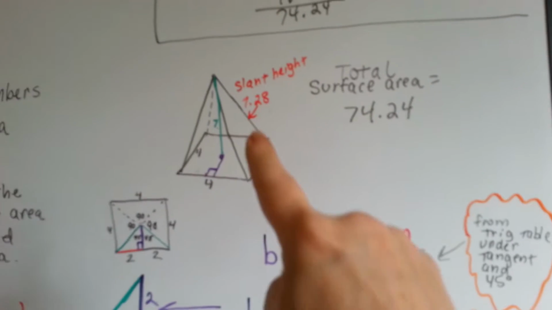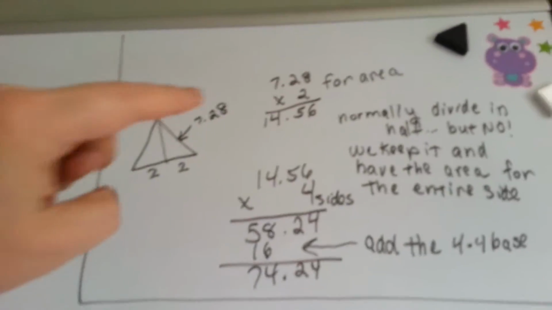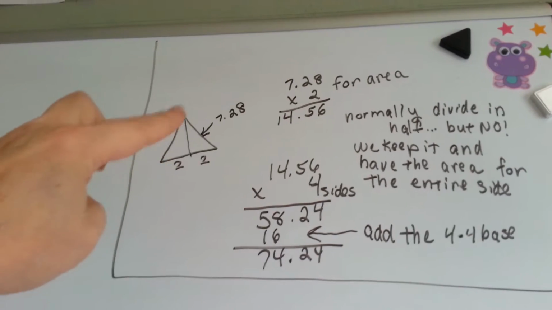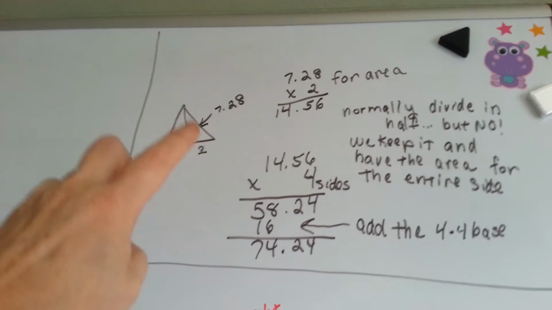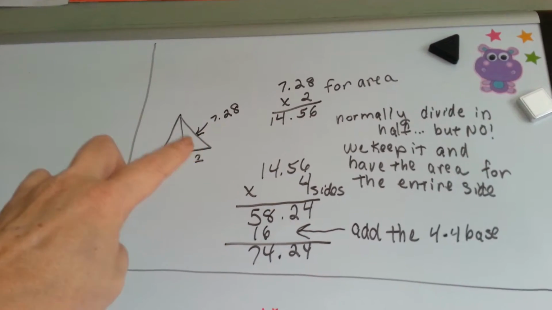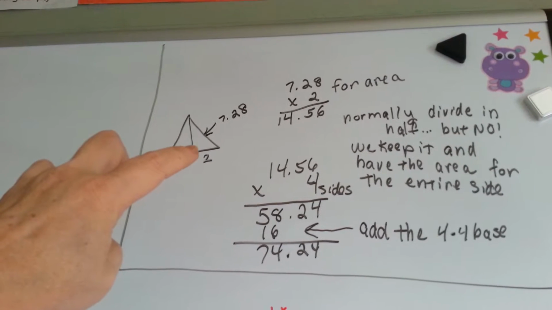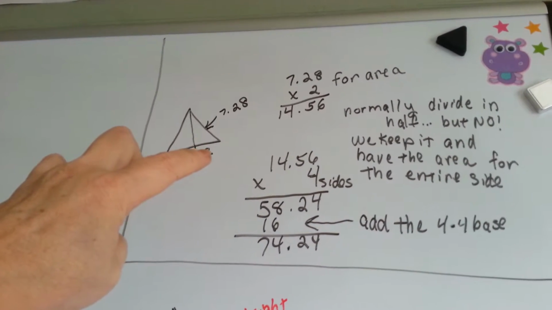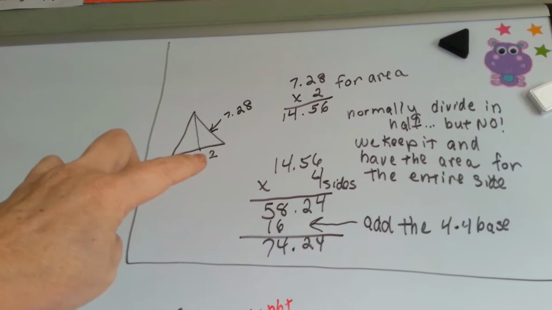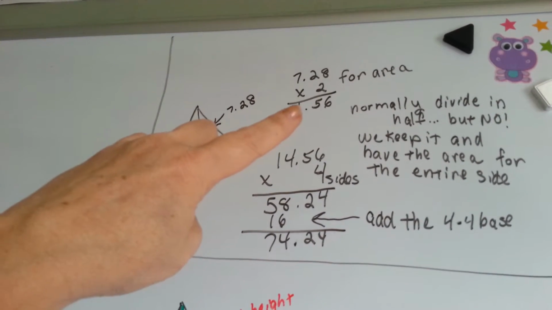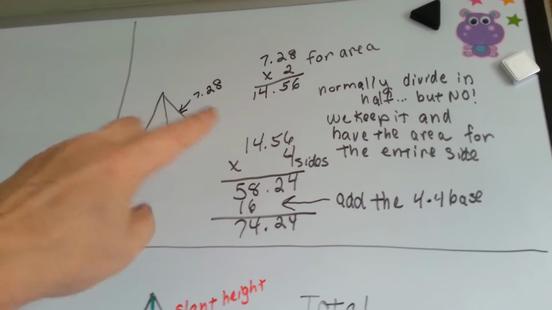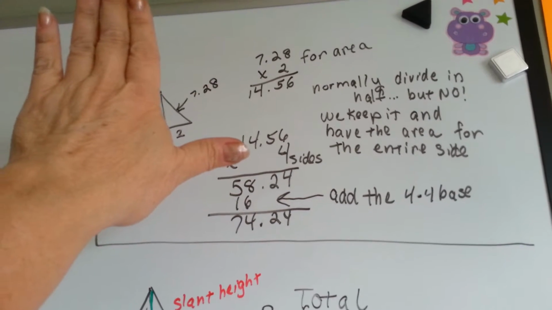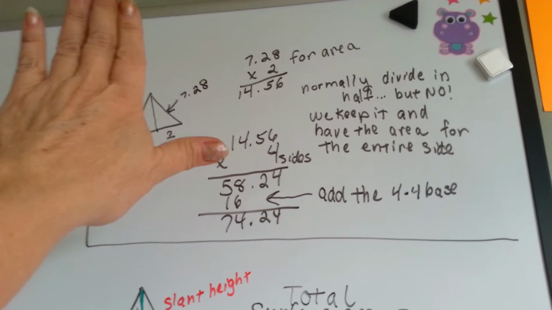Once we knew that this slant height was 7.28, look at this. Here's one of the sides. Now we got 4 of these triangles, right? This one is cut in half, but we know we've got 4 of these and a base. Well, if the slant height is 7.28, and we know for a triangle that we can multiply a side times the base for area, we'll get 14.56. And normally we would cut that in half. We would divide it in half to get the area of a triangle, because doing it this way, 2 times 7.28, we get the area of a rectangle.